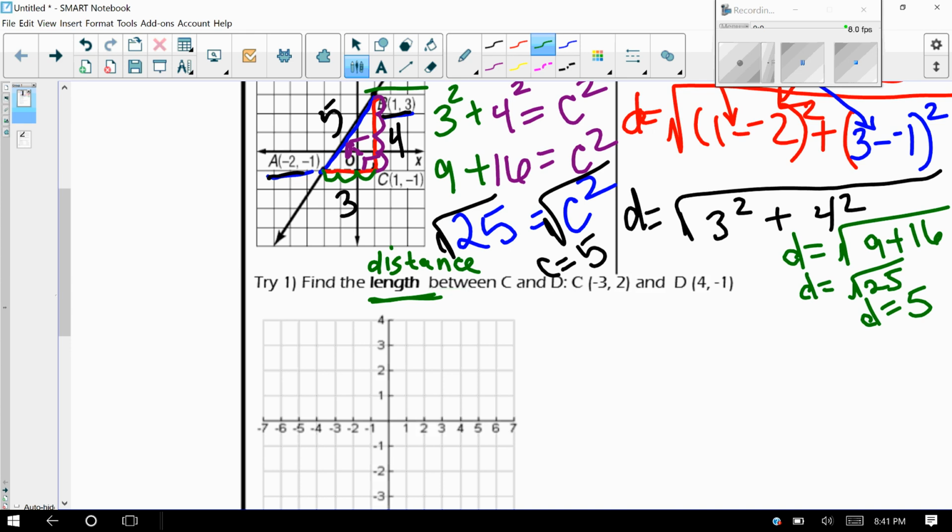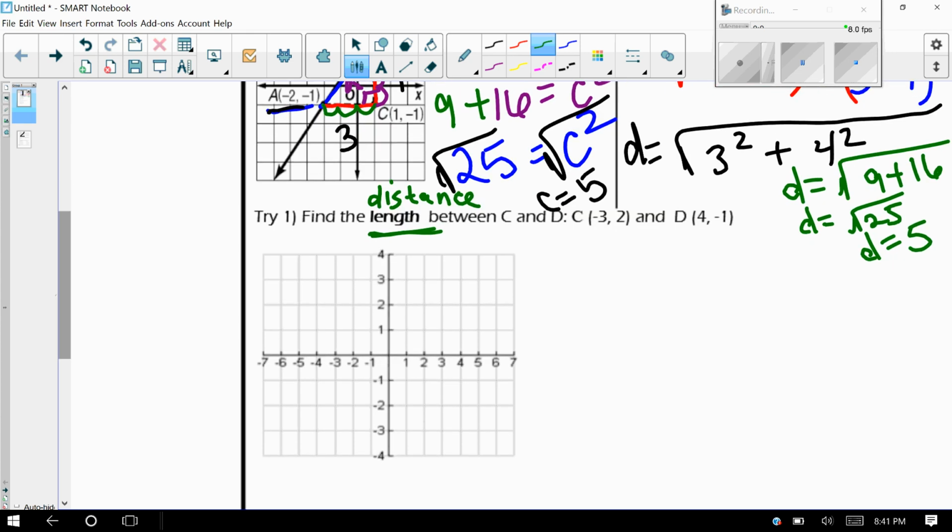All right, so the distance between C and D, or the length between CD, what we're going to do is we can plot it. C is at -3, 2, so the x value comes first. We go to the left 3 and then +2. This is C. All right, D is at 4 and -1, so we go to the right 4 and then down 1. This is D.